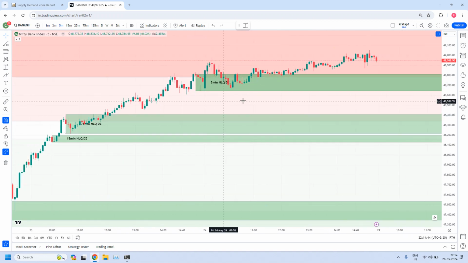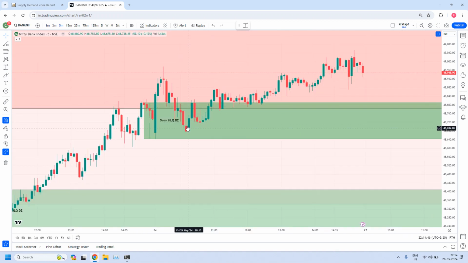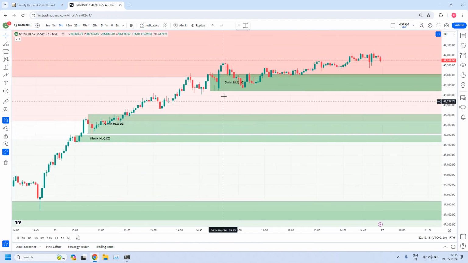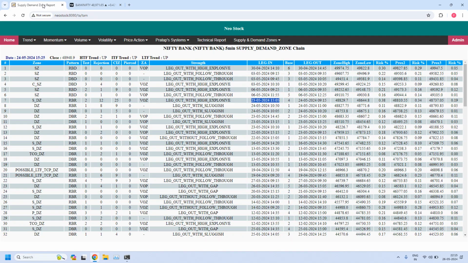Within this 5 minutes high liquidity demand zone, new zones are getting created. See, drop, base, rally. Again, see, drop, base, rally. Again here, the rally candle is not good. So in the same area, it keeps creating new zones. All these are LOTL zones: drop, base, rally. Or you can consider this as an ERC, leg-in, 2 base candles and rally. So this is a new zone, the 5 minutes high liquidity demand zone.